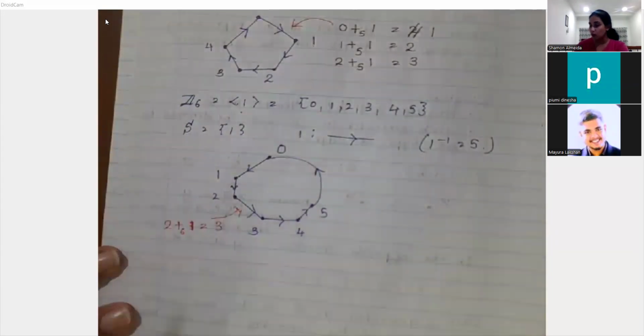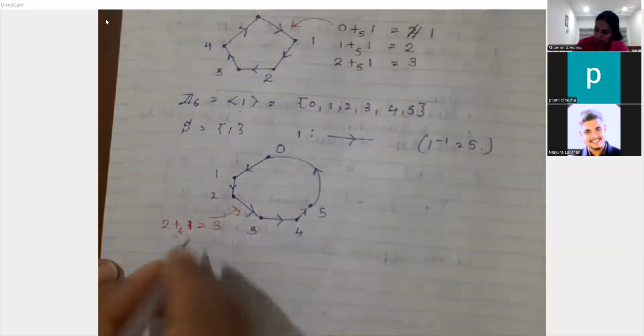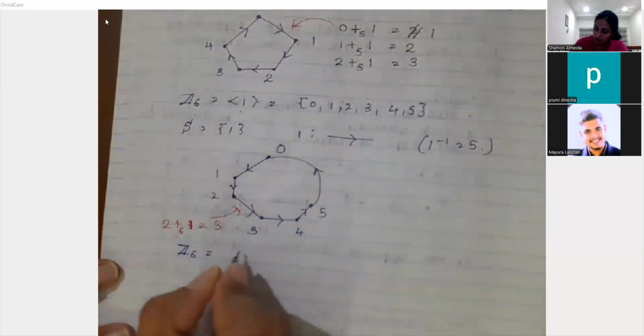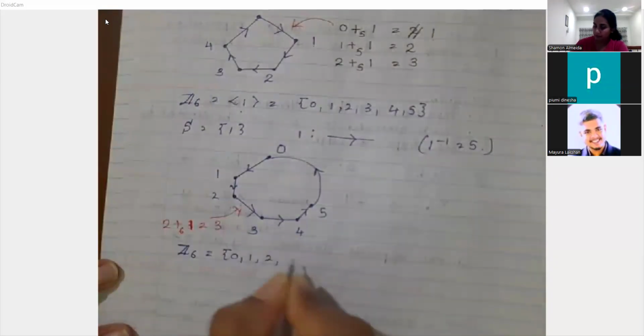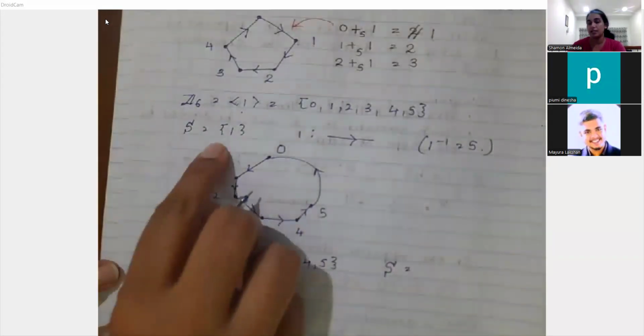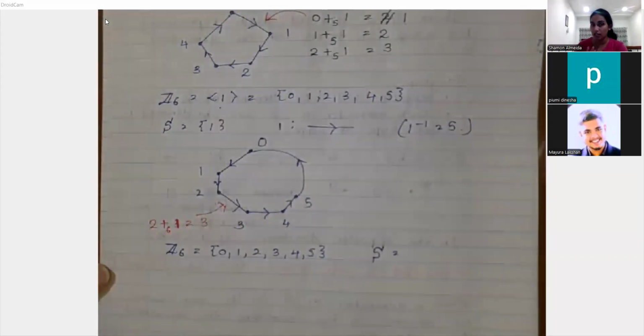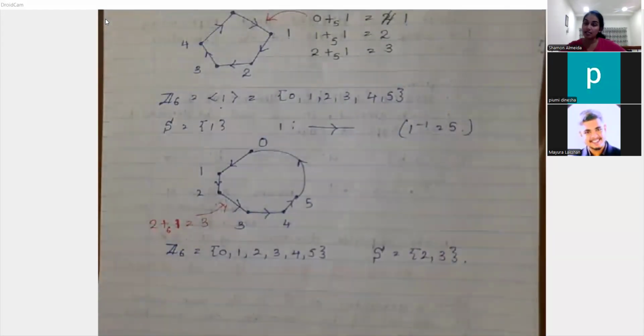Now, for the same group, we know there is another generating set, right? Let's consider Z6 with the generating set 2, 3. Here we have only considered the generating set to contain that one element 1. Now let's go with the other generating set, which contains the elements 2 and 3. Right? So S also generates Z6. Okay. Now we have 2 elements.